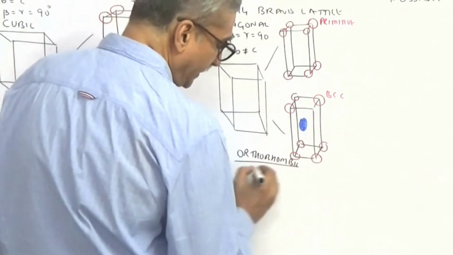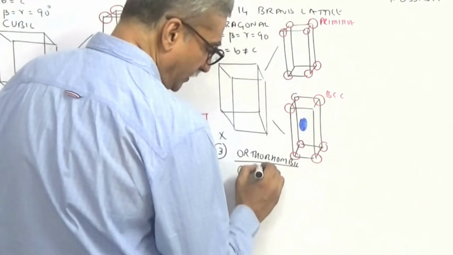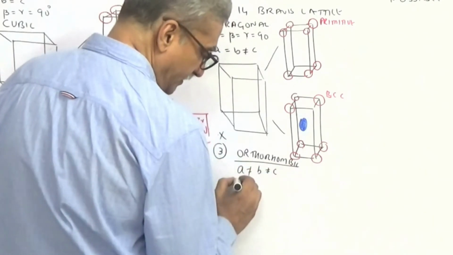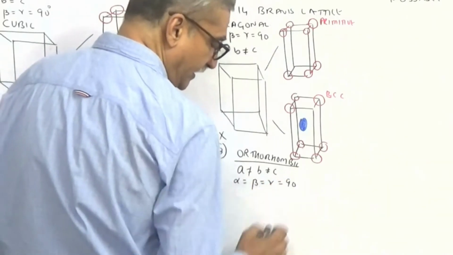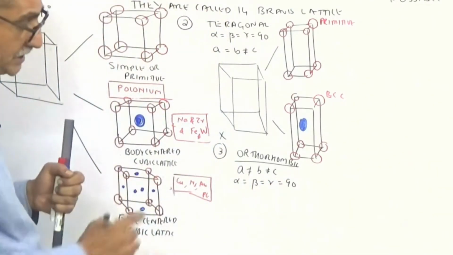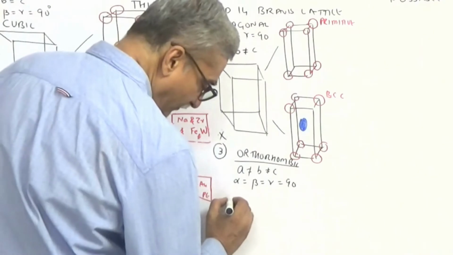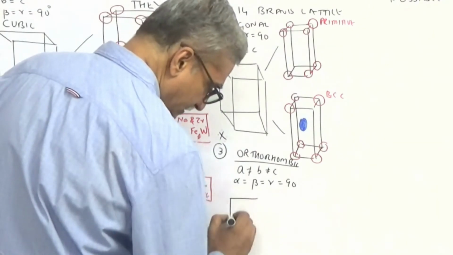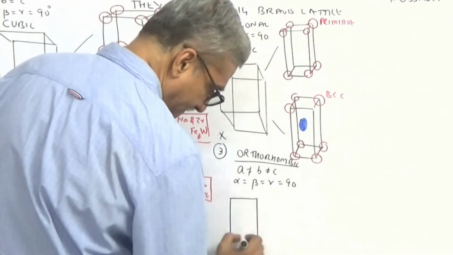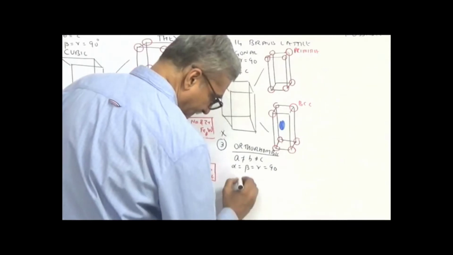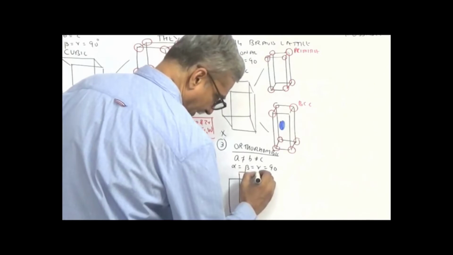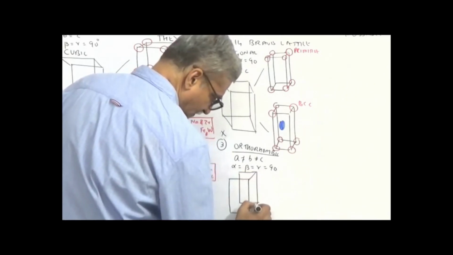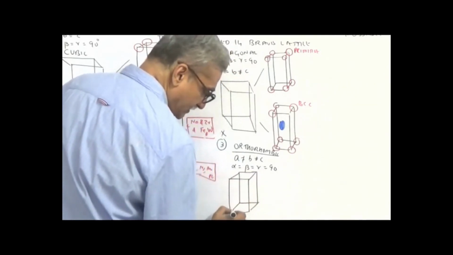So orthorhombic: A not equal to B not equal to C, but alpha is equal to beta is equal to gamma and that is equal to 90. इसका चारों आएगा. So you have got how many? 4 crystal systems. Which are the 4 crystal systems?